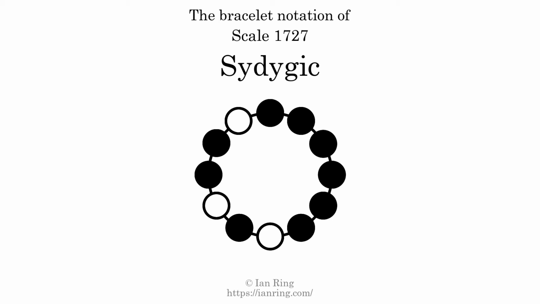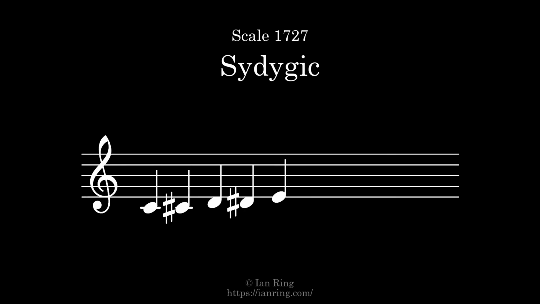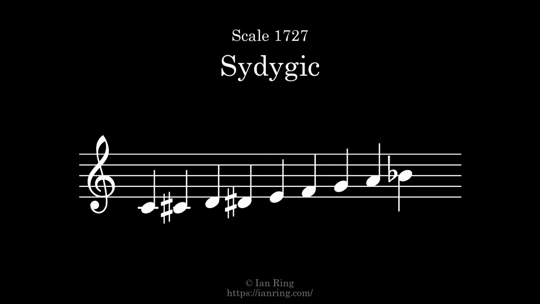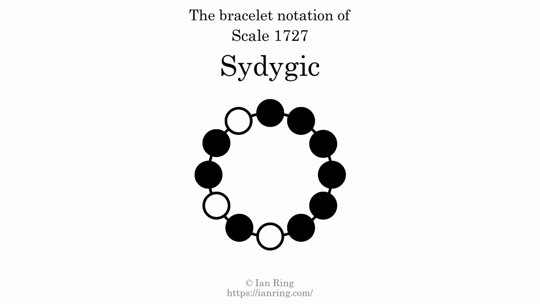1727, Sydygic, which sounds like this. This scale has 9 tones, which means it is called an enneatonic scale. This is a bracelet notation diagram of scale 1727. The shaded circles represent tones that appear in the scale, and they are read clockwise, starting at the top.